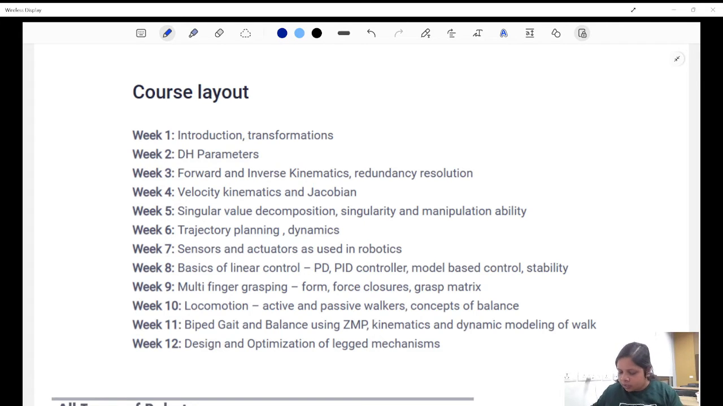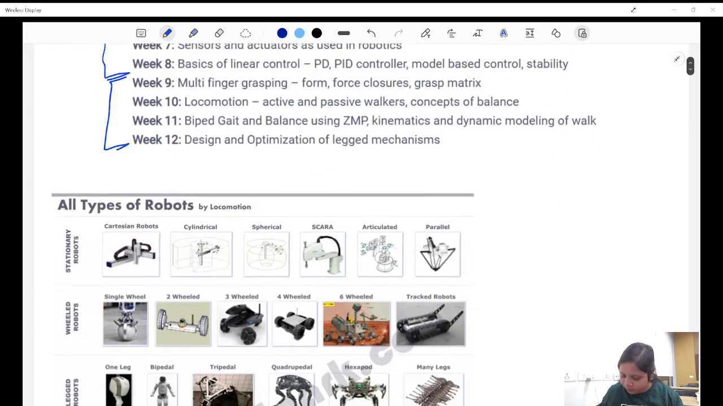Okay. So yeah, up until week 8, I guess, is already covered in the basic robotics course as well. These weeks 9, 10, 11, 12, I think would be new for you. Still, since the course covers everything, we'll be looking through all of them.